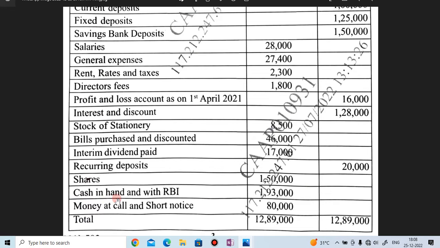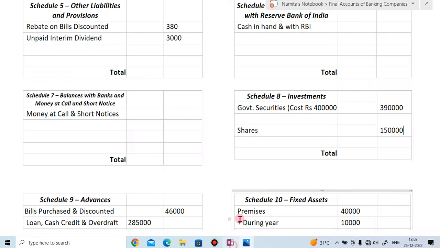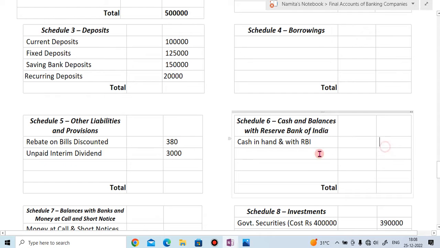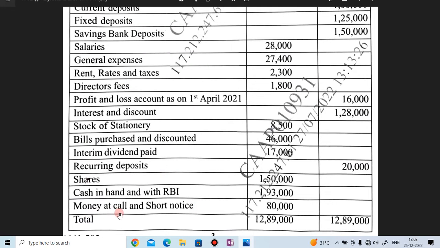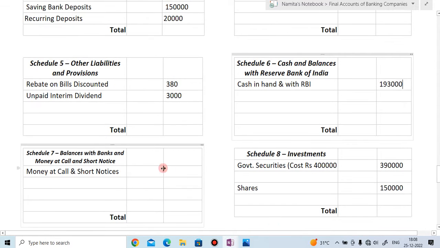After shares, cash in hand and with RBI, 1,93,000, schedule number 6. Next is money at call and short notice, 80,000. Schedule number 7, under balance with bank and money at call and short notice, right? There is no adjustment, so write 80,000 in the outer column.